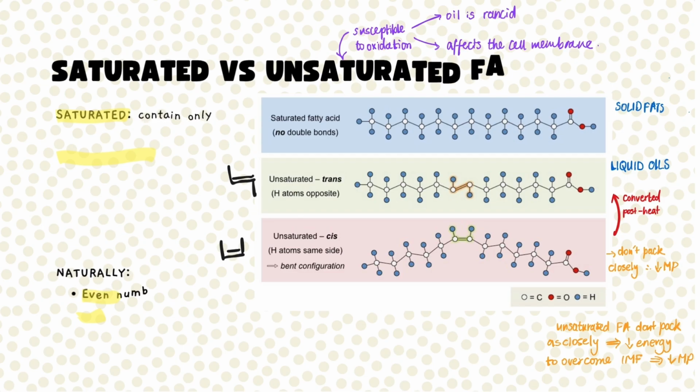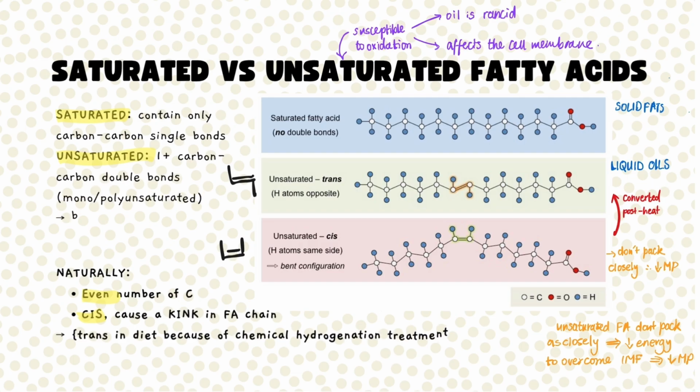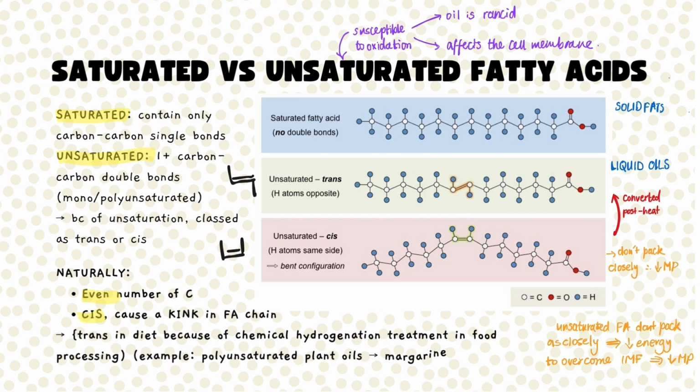Okay, so fatty acids are classed into saturated versus unsaturated fatty acids, and then within unsaturated fatty acids, the configuration is either cis or trans. So saturated fatty acids contain only carbon-carbon single bonds. They contain no carbon-carbon double bonds. The entire structure contains carbon-carbon single bonds. For unsaturated fatty acids, you will have one carbon-carbon double bond if it is monounsaturated. If it's polyunsaturated, you will have more than one carbon-carbon double bond, right?